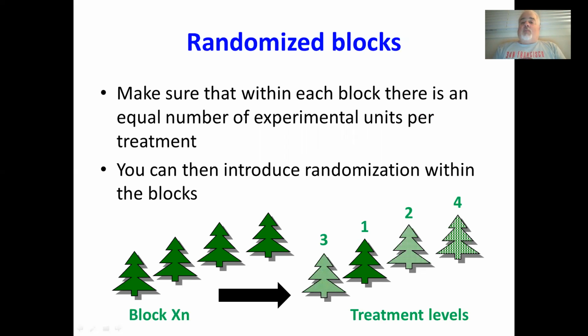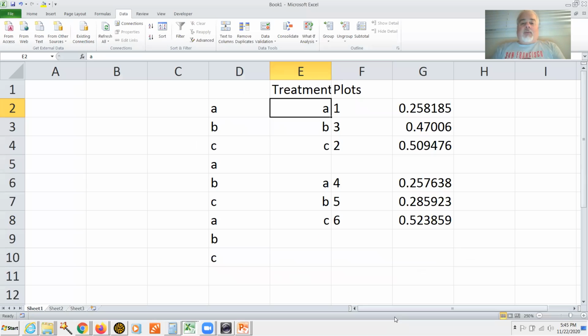But now it's time to apply treatments. So if I have a block, here's my block 3 or whatever it is, I don't care. Now I apply my treatments, treatment 1, treatment 2, treatment 3, treatment 4, and the treatments have been randomized within my block. So within each block, I have randomized my treatments.